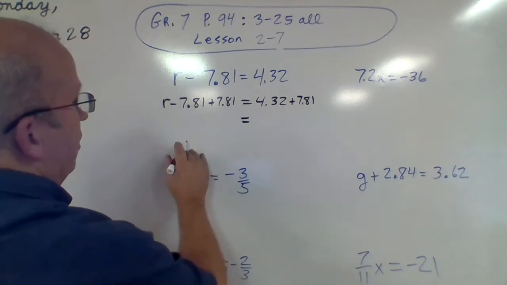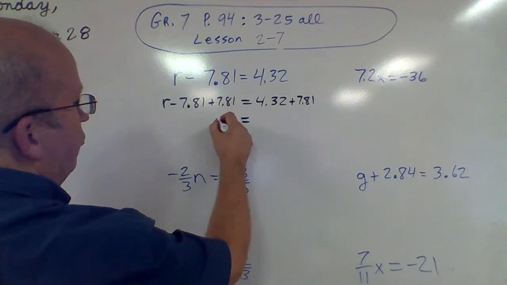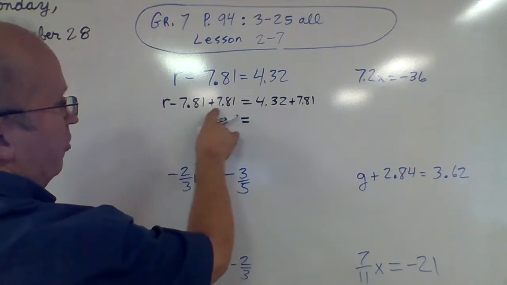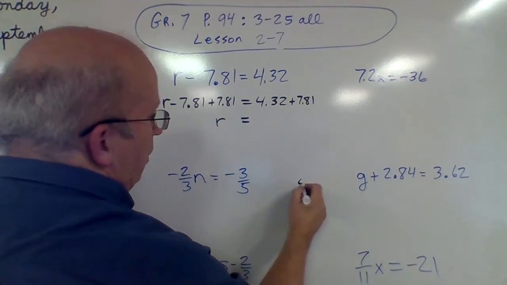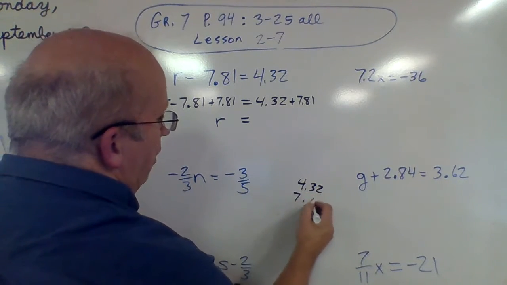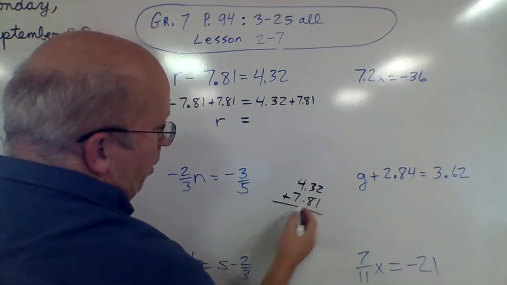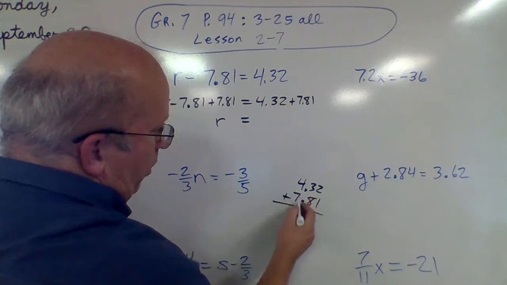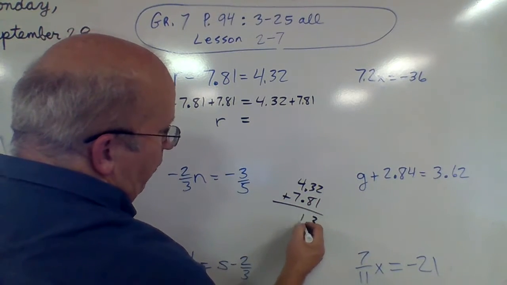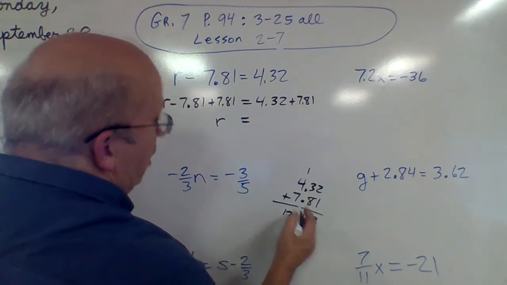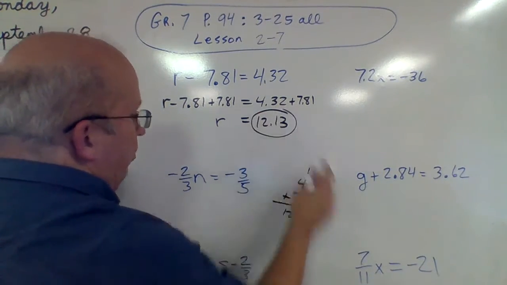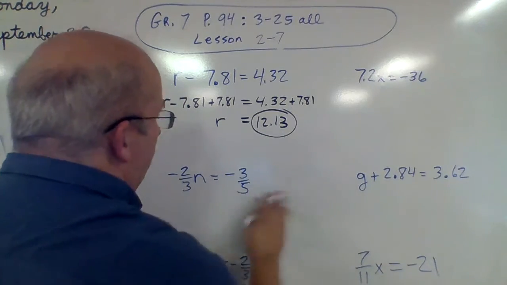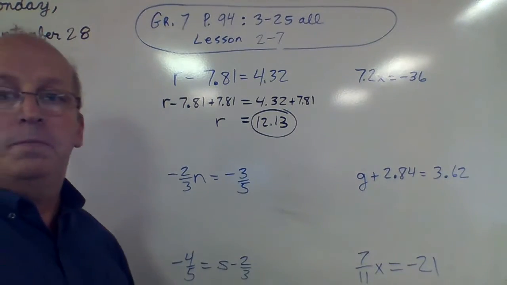And if we do that, on this side, we're left with just an r value because this cancels this out. But the big question is, what does this equal? I don't know. Let's write it right here, and let's add the two numbers together. Don't forget to line up the decimal points when you're adding or subtracting. That's very important. I get 12.13. 12.13 is my answer, and we're going to move on to the next problem.